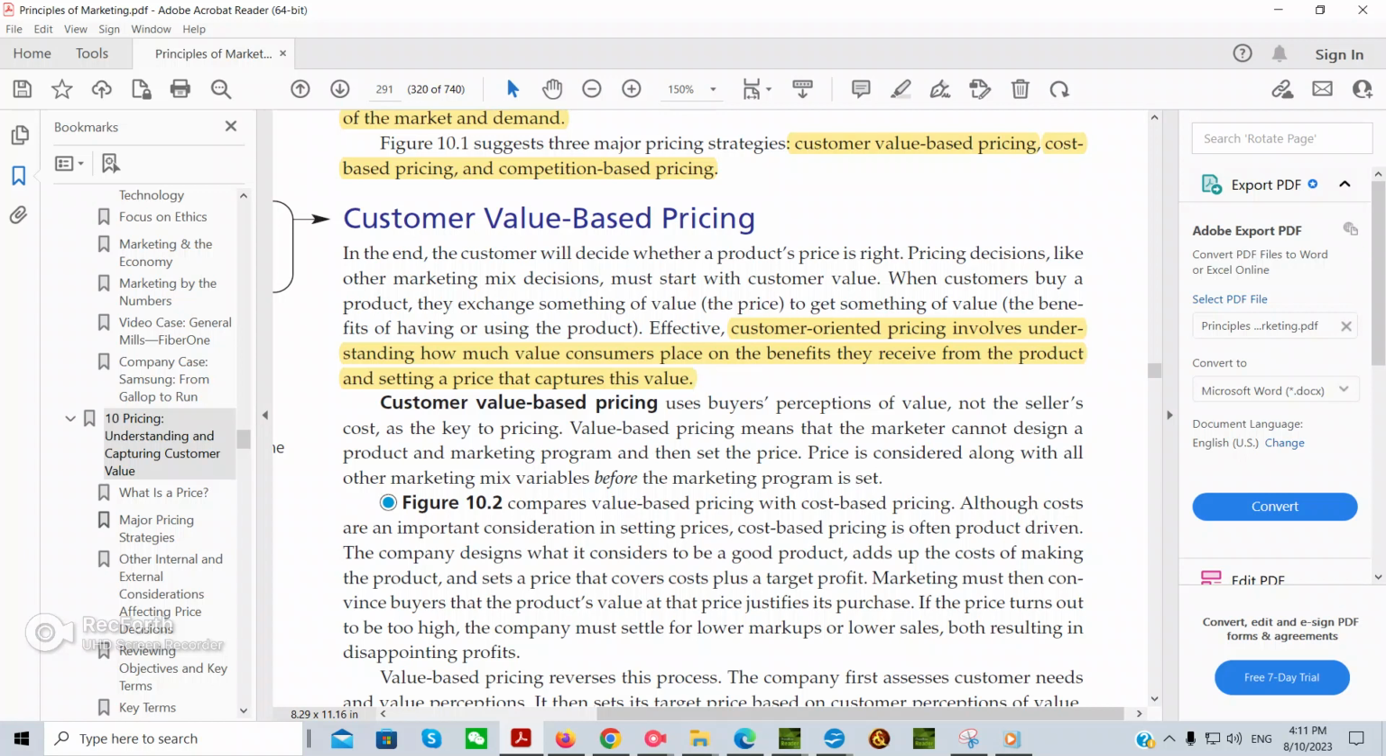Now, more specifically, customer value-based pricing uses buyers' perceptions of value, not the seller's cost. So, what does the customer think the value of the product is? That is the key to pricing. Value-based pricing means a marketer cannot design a product and marketing program and then set the price. The price is considered along with all the other marketing variables before marketing programs are set.